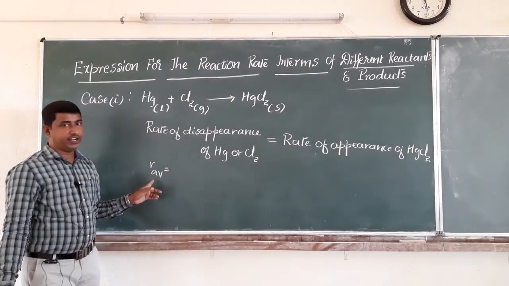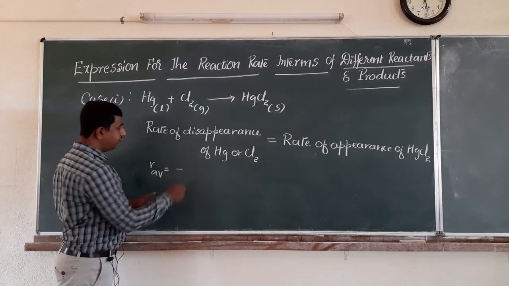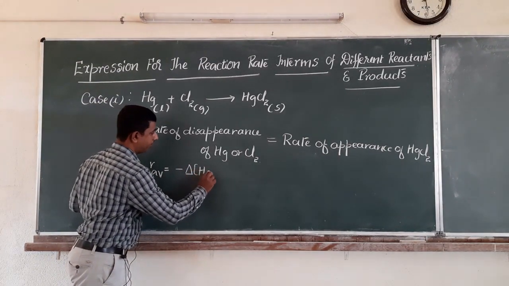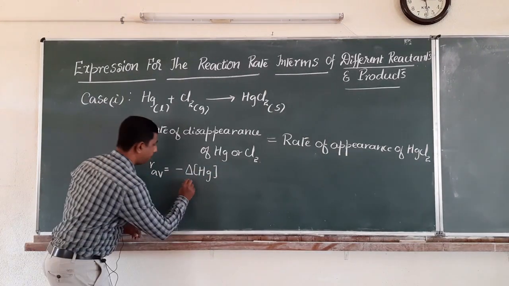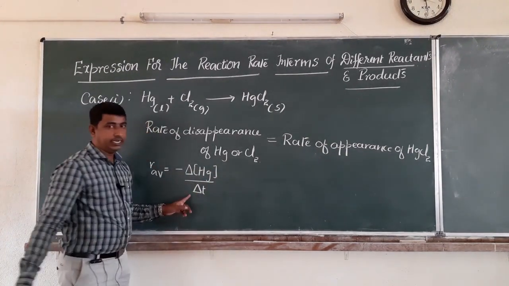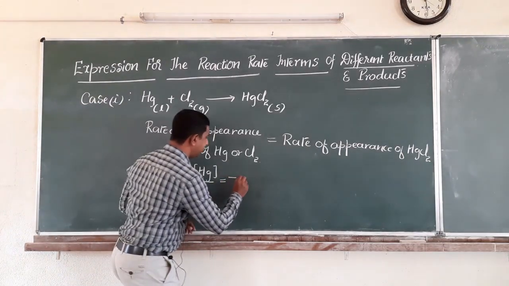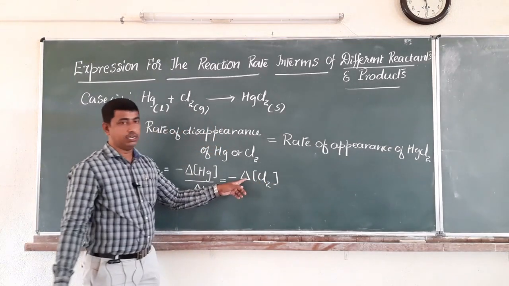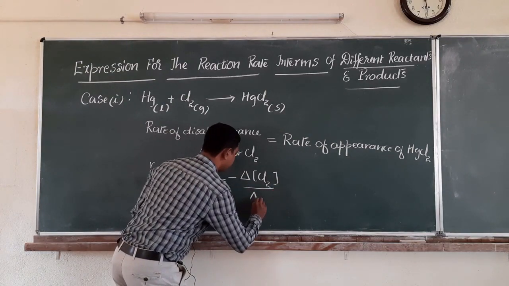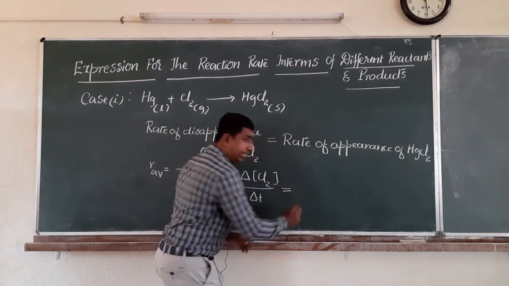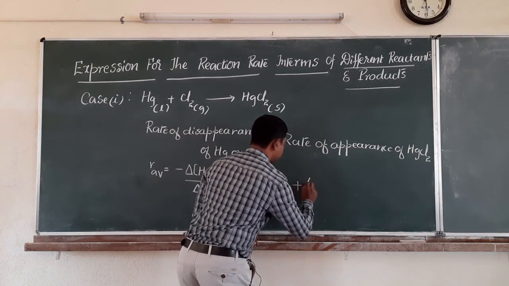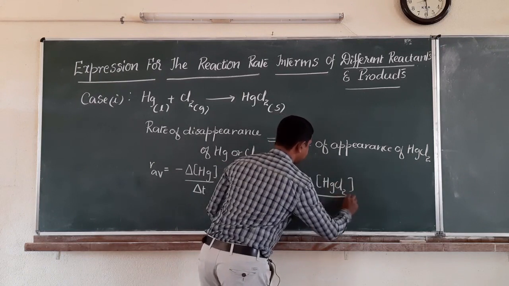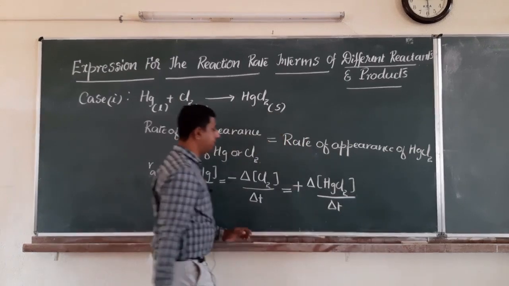That is R_av, the average rate, is equal to, for a reactant we have to write a negative sign, as I told you in the last class, minus delta concentration of Hg by delta t, which is equal to, again minus delta concentration of Cl2 by delta t, which is also equal to plus delta concentration of HgCl2 by delta t.